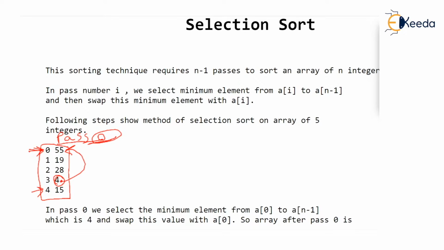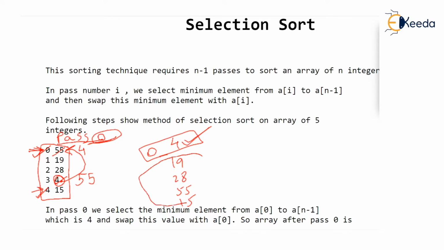So in pass 0, select minimum from place 0 to place n minus 1. Whoever is minimum, send it at place 0. So 55 here happens to be 4 and 4 at place 3 happens to be 55. So after pass 0, we have 4, 19, 28, 55 and 15. Now comment on this topmost element, 0th element. Tell me, isn't this minimum? Come on, we selected minimum from the array and we sent it on top. So this topmost element has to be minimum, and it is safe, but the rest of the array needs to be sorted.